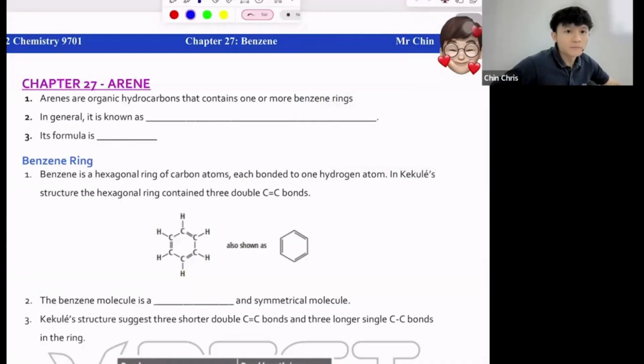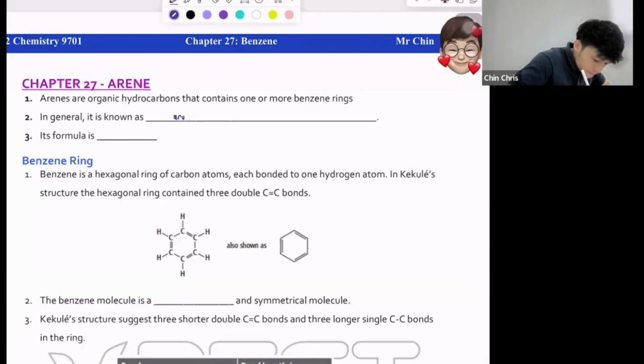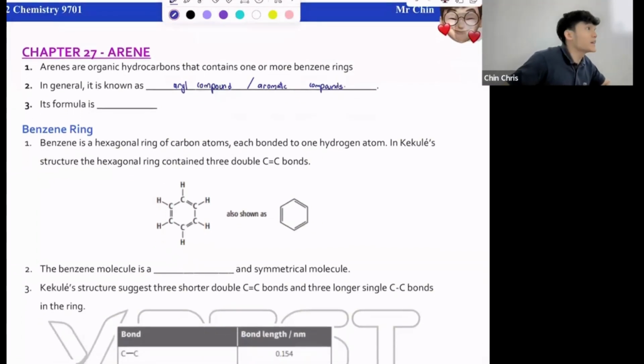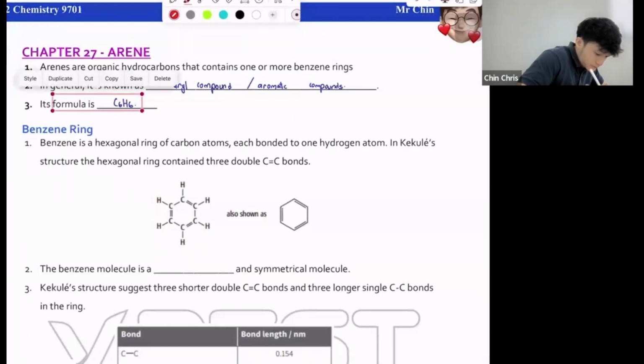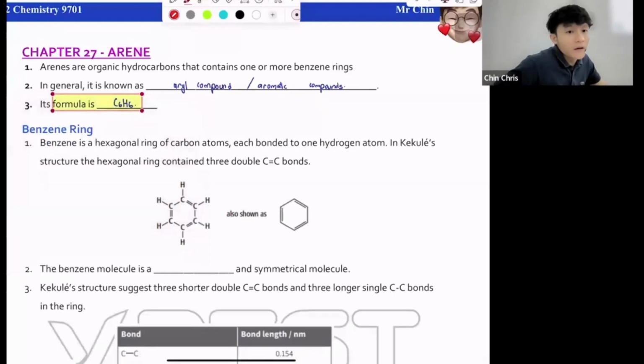Alright guys, let's look at benzene. So first we have benzene. Benzene ring is also known as arene. In general, for benzene, we call it an aryl compound, or we call it an aromatic compound. As for its formula, it is C6H6.